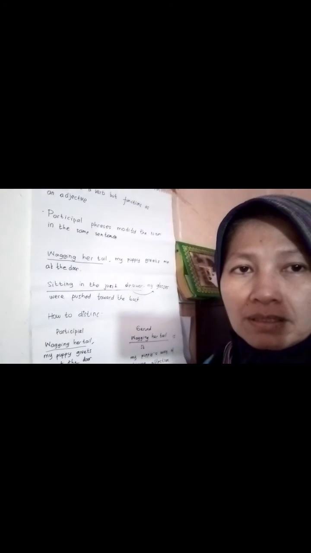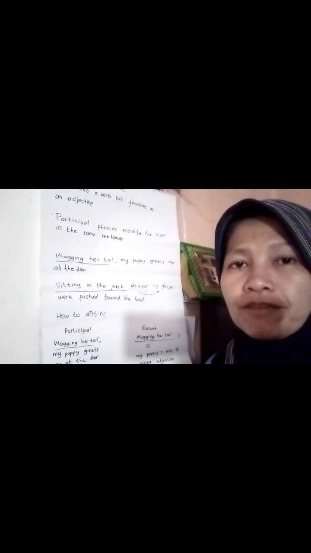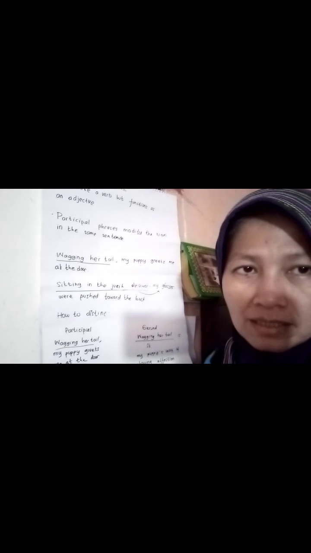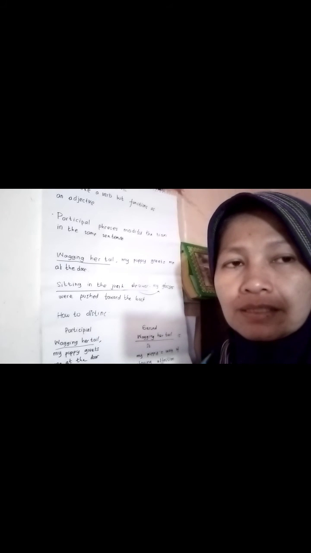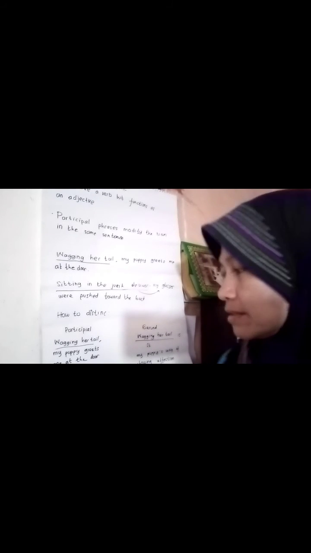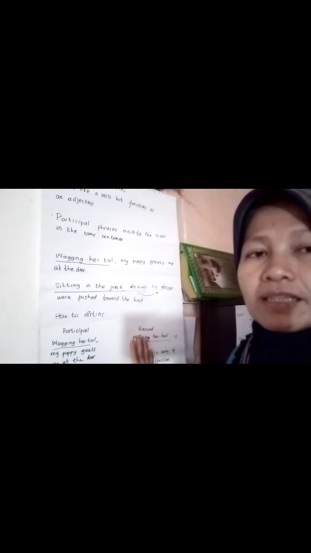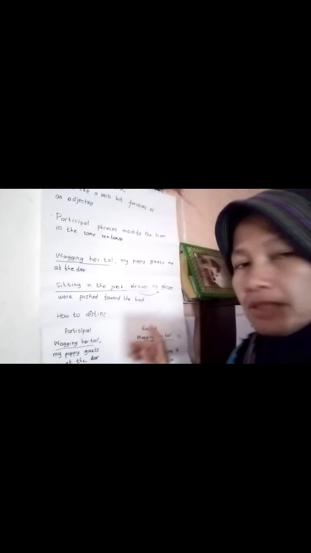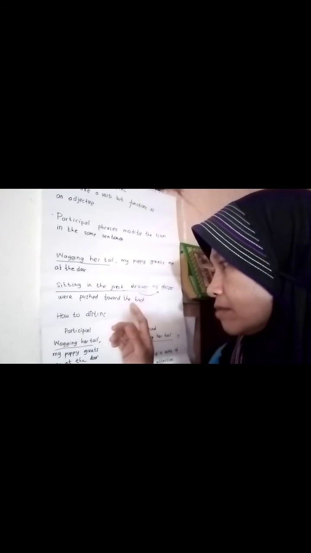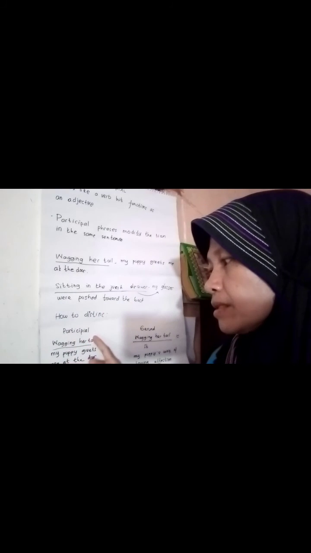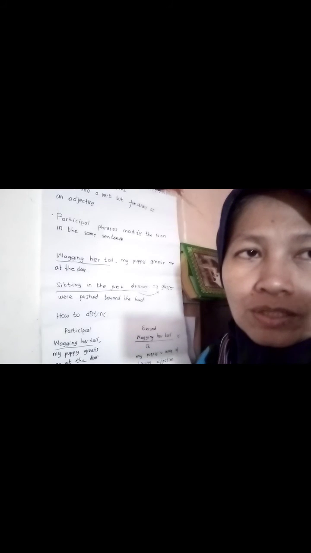A gerund will be, wagging her tail is my puppy's way of showing affection. So it kind of defines something, and we can replace "wagging her tail" with "it." If it can be replaced with "it," it means gerund. And when we use a participle, it usually uses a comma.